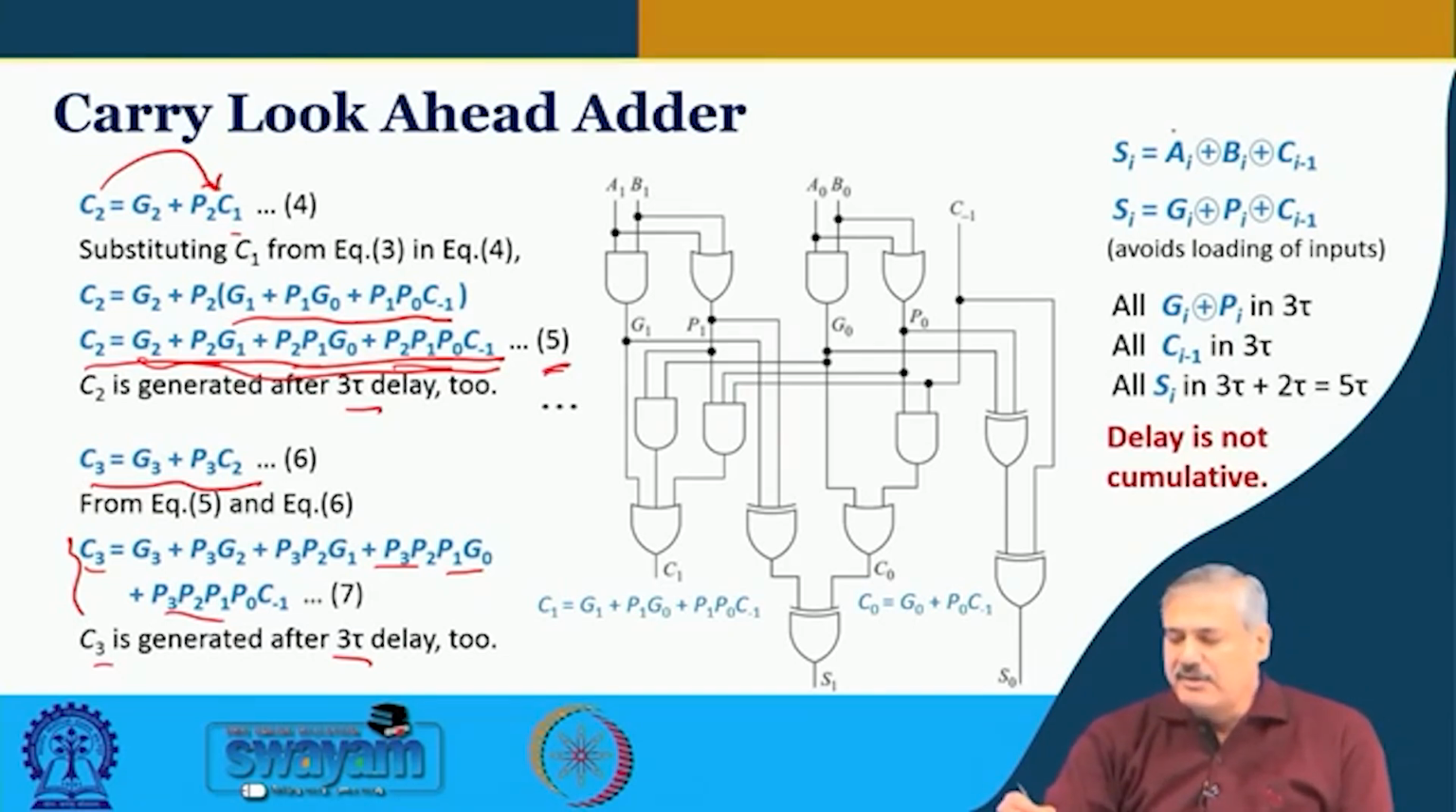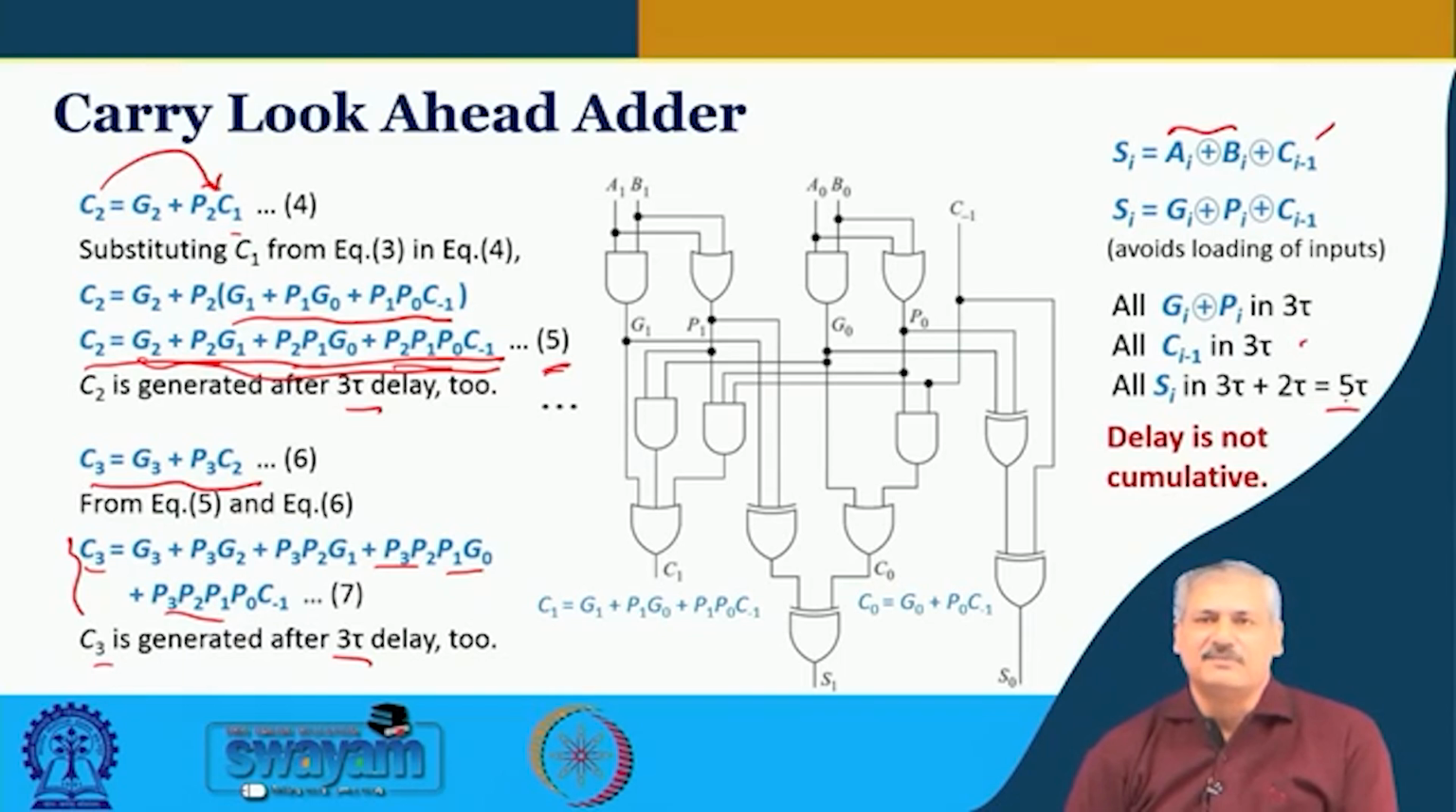A XOR B is already available through the XOR gate in 2 tau, and we are waiting for the carry to come, which is 3 tau for, say, 4 bit addition. So, 3 tau and 2 tau together, after 5 tau we are getting the final result, maximum 5 tau. Earlier, you have seen that it was 8 tau. And in this case the delay is not cumulative.